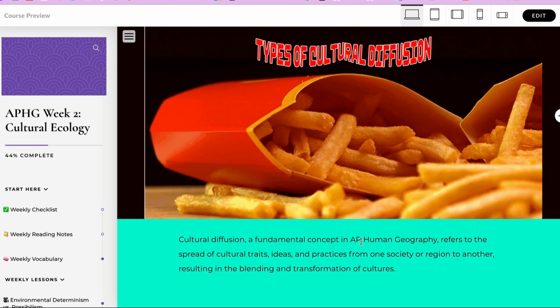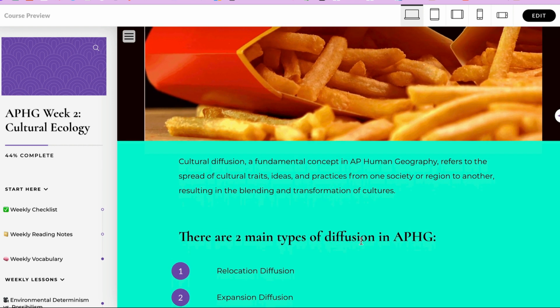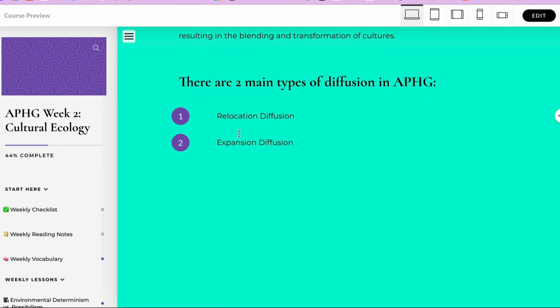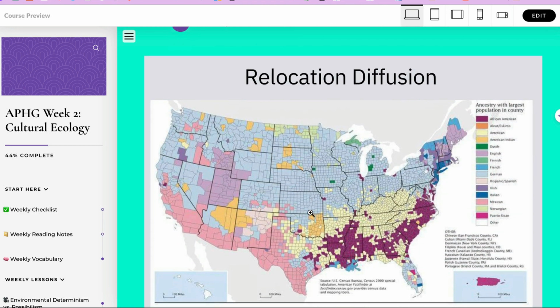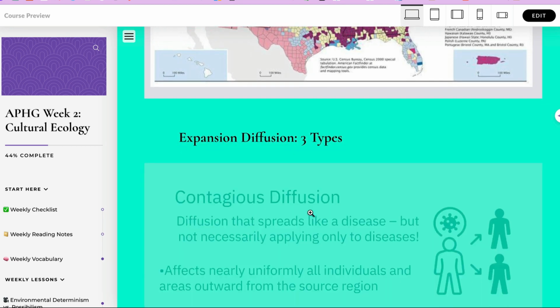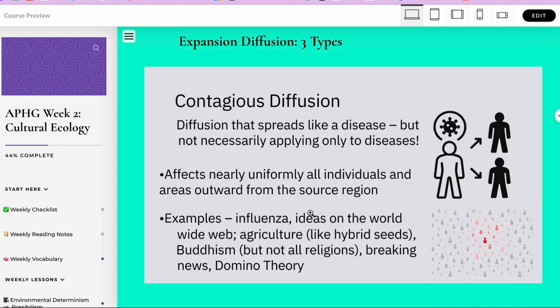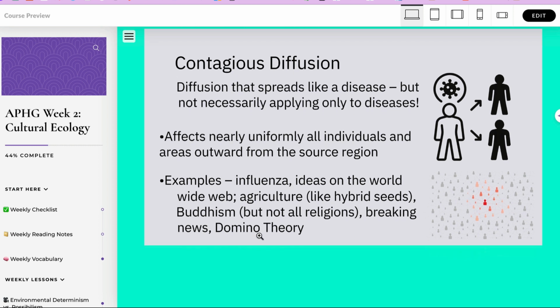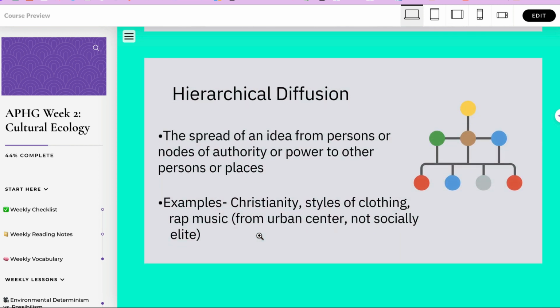So, types of cultural diffusion. Like we talked about, there are these two main categories. Pretty cut and dry: relocation, they moved, physical moving. Expansion: you can remember contagious diffusion. Remember that it spreads like a contagious disease. That's a good way to remember it. So that means it's going to be uniformly expanding out from the source region. And a good example is influenza or diseases.